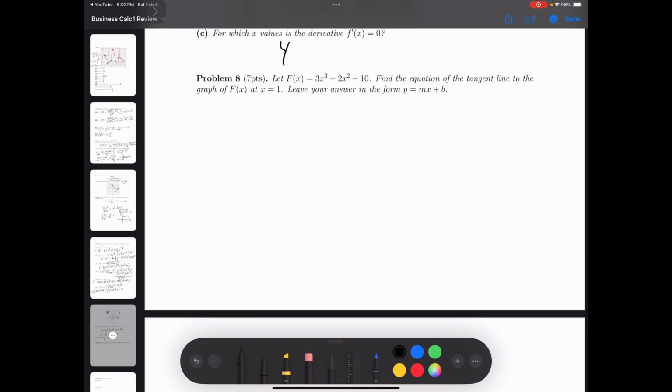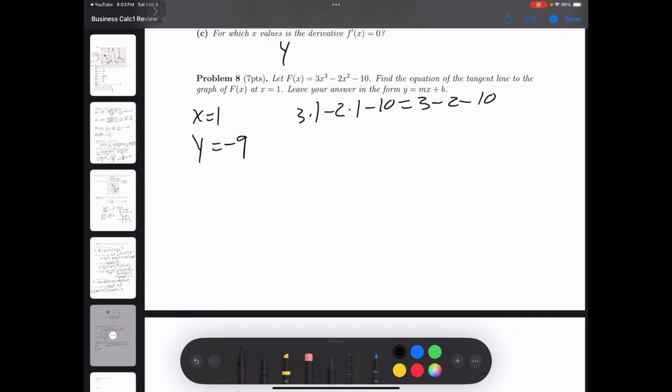Problem 8 says, here is a function. Find the equation of the tangent line of f of x at x equals 1. So we know that x equals 1. If I want to find y, I can just plug in x, which gives me 3 times 1 minus 2 times 1 minus 10, which is 3 minus 2 minus 10, which is -9.